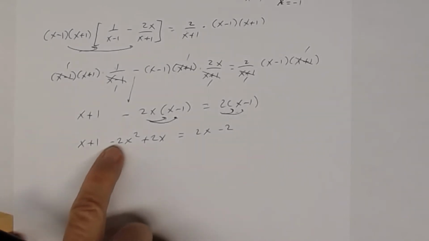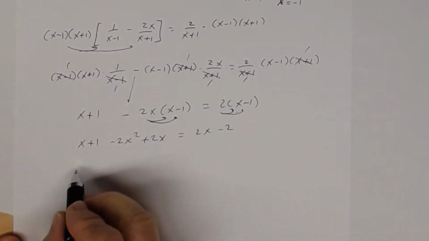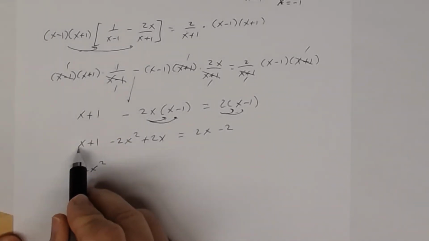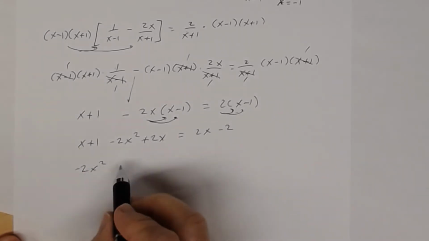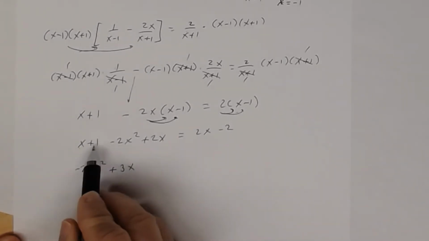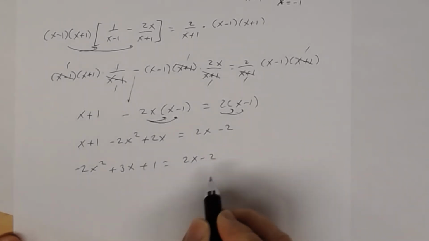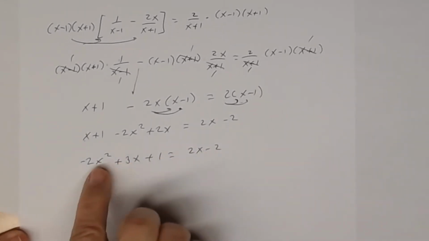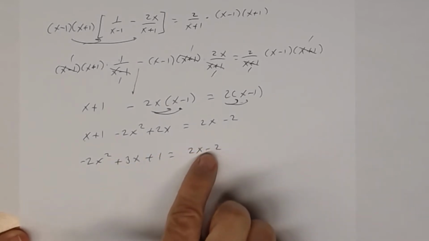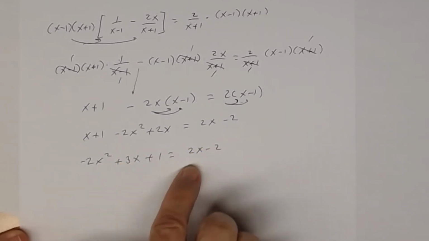Combining like terms, I have a negative 2x squared. X and a positive 2x is a positive 3x, right? And then plus 1. Equal, and then 2x minus 2. All right, so I'm going to go ahead and rewrite this quadratic equation in standard form.